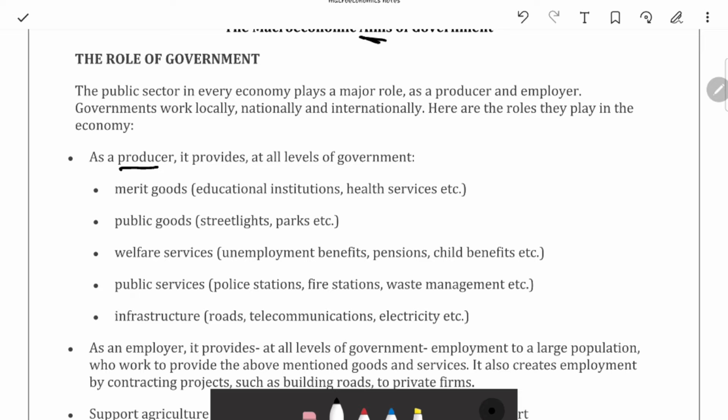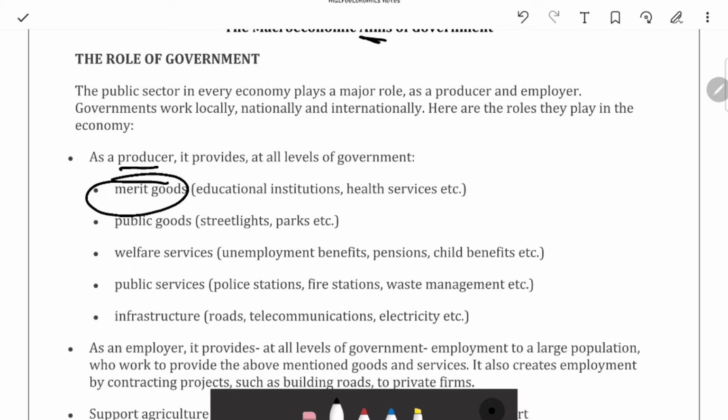In terms of a producer, they will provide merit goods. What are merit goods? Merit goods are simply goods that give a positive effect in the society. We've talked about merit goods when we had a look at, I believe, market failure, so you would understand that term if you have a look at the previous chapters. In this chapter, it's more like things that we've already covered, and now we're just going in depth from the perspective of the government.